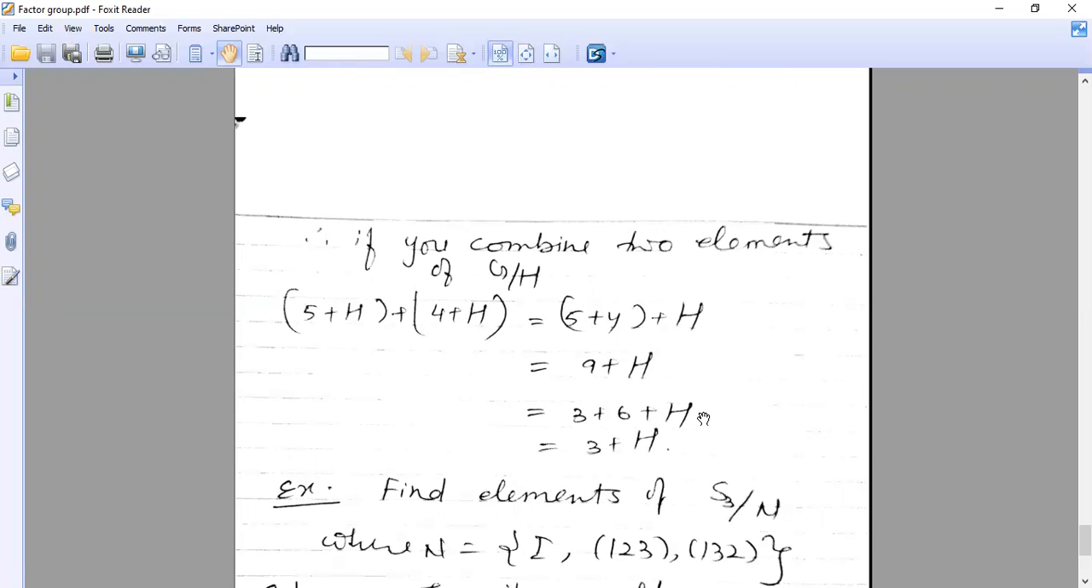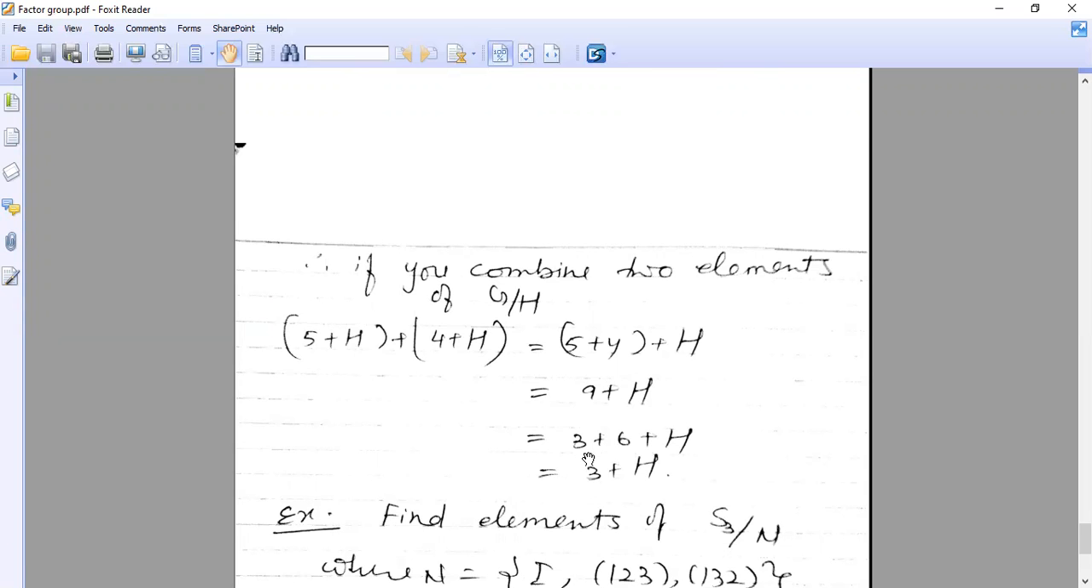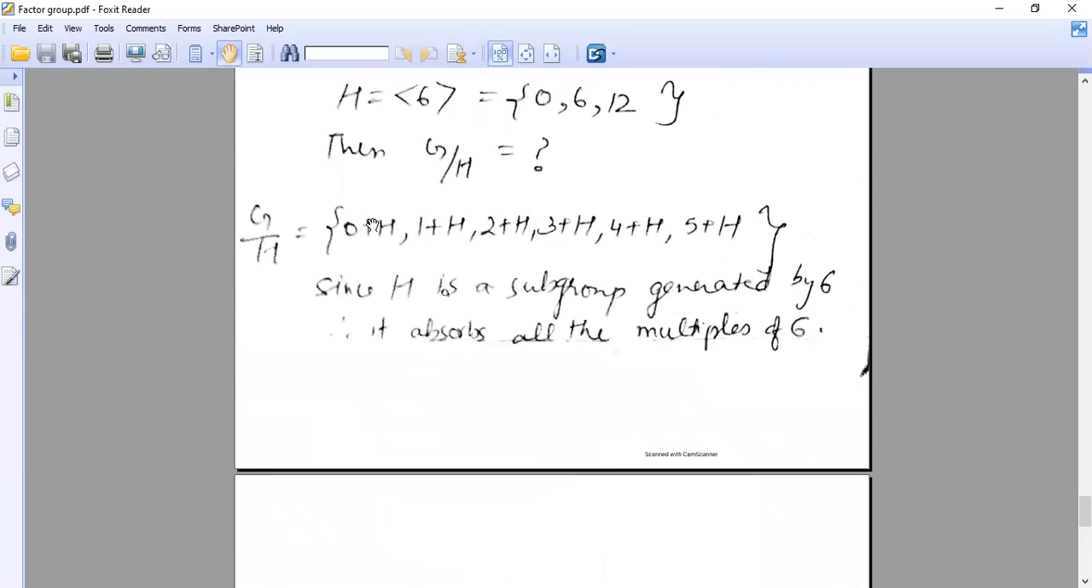This element is in H, so this element will be absorbed by H. So this will be basically equal to H. So 5 plus H plus 4 plus H is giving you 3 plus H. So this is how you can combine these elements of this group G upon H, and whenever you are taking more elements, 6 plus H, 7 plus H, then you can understand how those elements are from this set only.